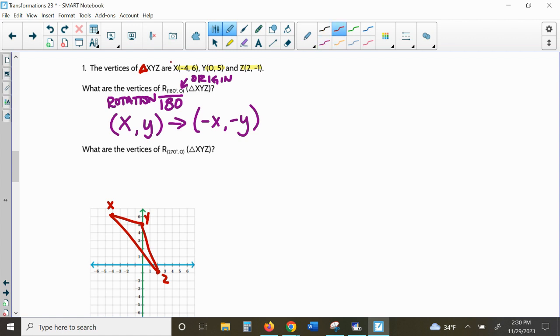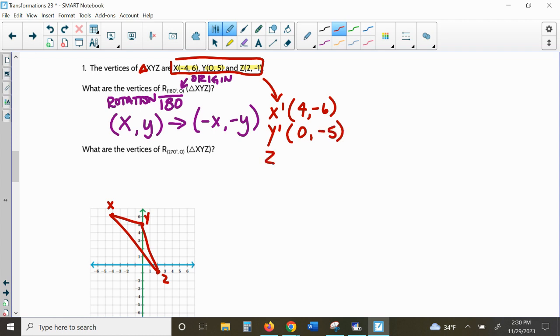So I'm going to take these guys right here. I'm going to change all their signs. So that's going to make my X prime be at (4, -6). It's going to make my Y prime be at (0, -5), because you can't change the sign of 0. And it's going to take my Z prime to be opposites. It's going to be (-2, 1). So we changed the sign of all of these.